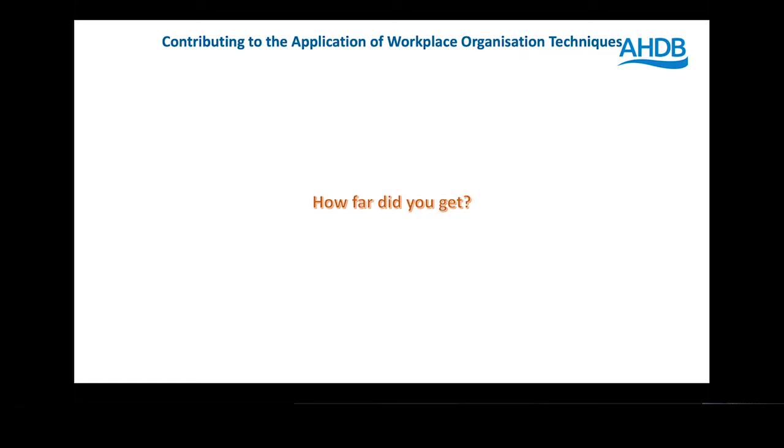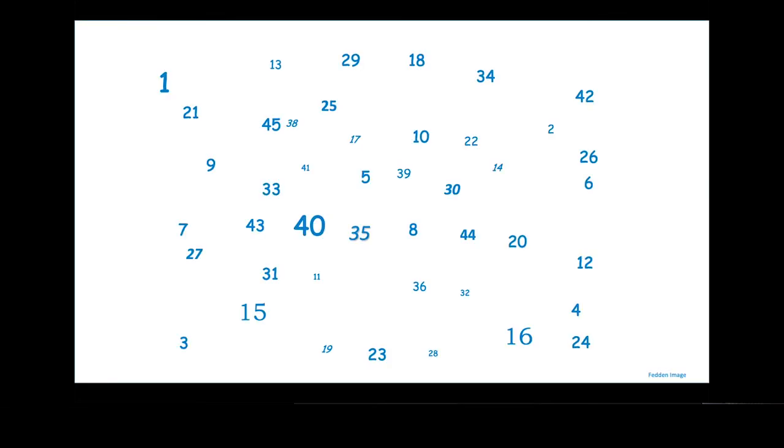Okay? So same activity, start off at 1, work your way up to 45. But it's going to be a bit easier this time around. So I'm only going to give you 30 seconds. So we'll start it again. I'll put the slide up, start off at 1, work your way up to 45. 30 seconds. Let's see how far you can get. Off you go.